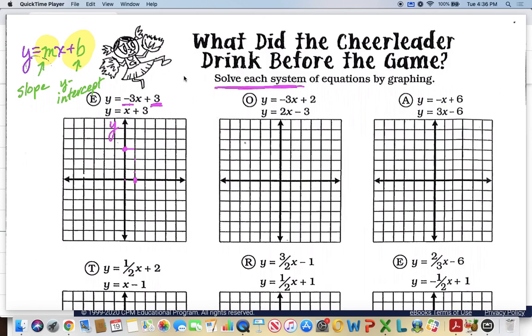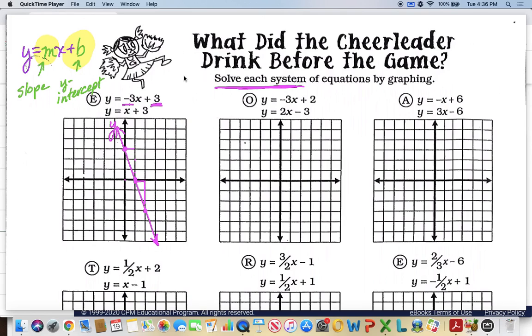Okay, so let's do that again. We go over 1 in the positive direction, and then we go down 1, 2, 3, and we make another point on the line. So over 1, down 3. So we're always moving over to the right when we're figuring out what the x direction is. Okay, so now we've got one line there, graphed.